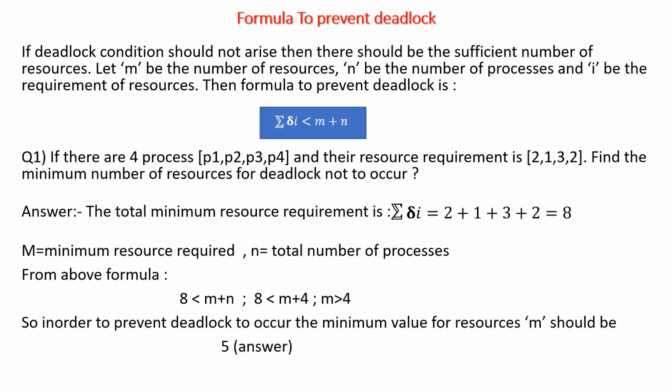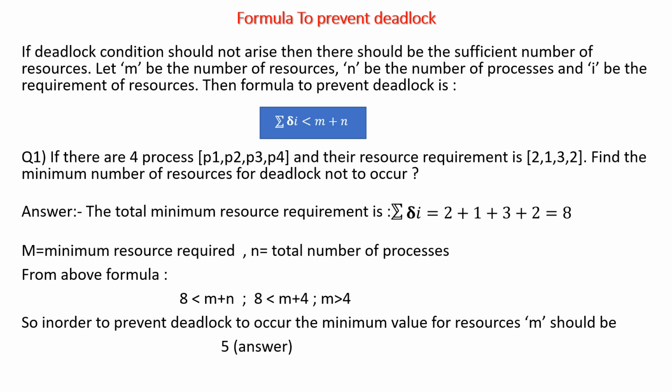So there is one formula to prevent the occurrence of deadlock. If a deadlock condition should not arise, then there should be a sufficient number of resources. And if there is a sufficient number of resources, the minimum required resources, then there will be no deadlock. Suppose M is the number of resources, N is the number of processes, and I is the resource requirement. Then the formula to prevent deadlock is: summation of I, that is the minimum number of resource requirement, should be less than summation of process and the resources.